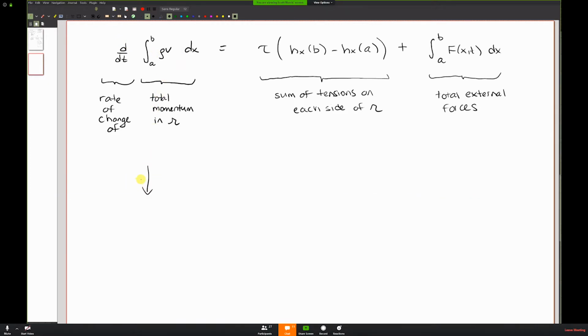That's called Leibniz's rule. Okay, this becomes the integral from a to b of the partial derivative of rho v dx. And then, does anybody remember what we did with this? It is the difference of hx on the right-hand side minus its value on the left-hand side.